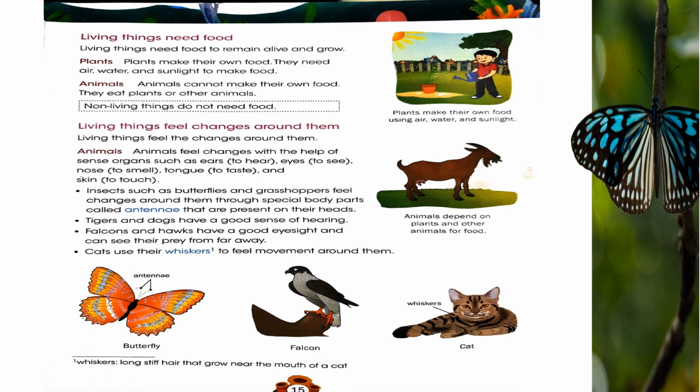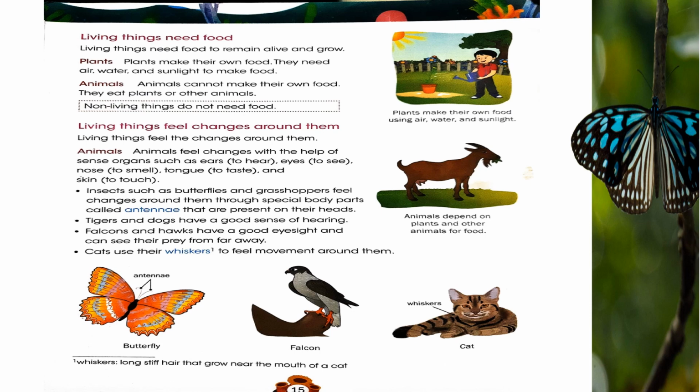Living things feel changes around them. Animals can feel changes with the help of sense organs such as ears to hear, eyes to see, nose to smell, tongue to taste, and skin to touch.